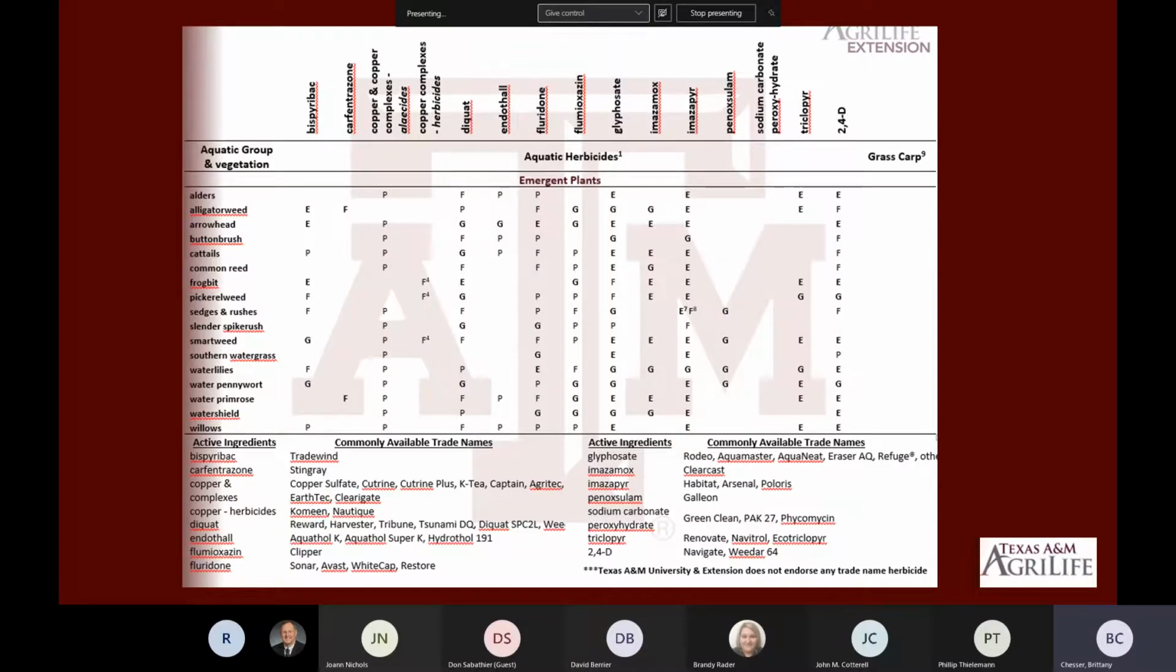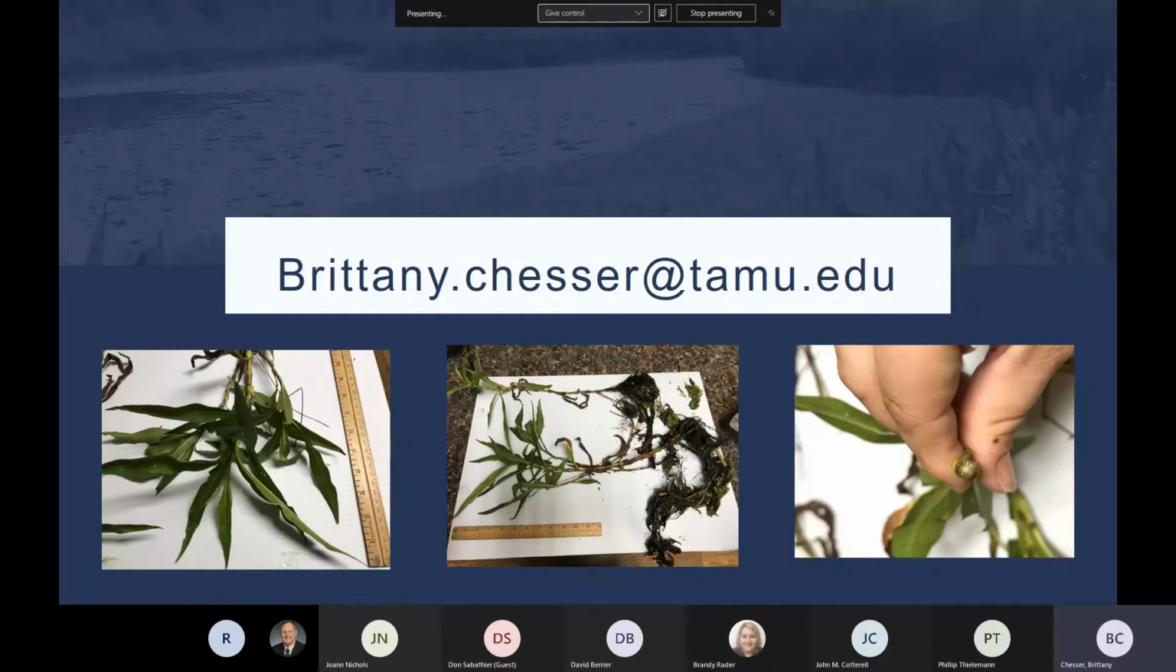This is something that I keep with me, especially when I'm doing site visits. Again, it's only 3 pages. It's pretty easy. I'm sure everybody on the call is pretty familiar with this, and also the Aquaplant website as well. And that's the end of my presentation.